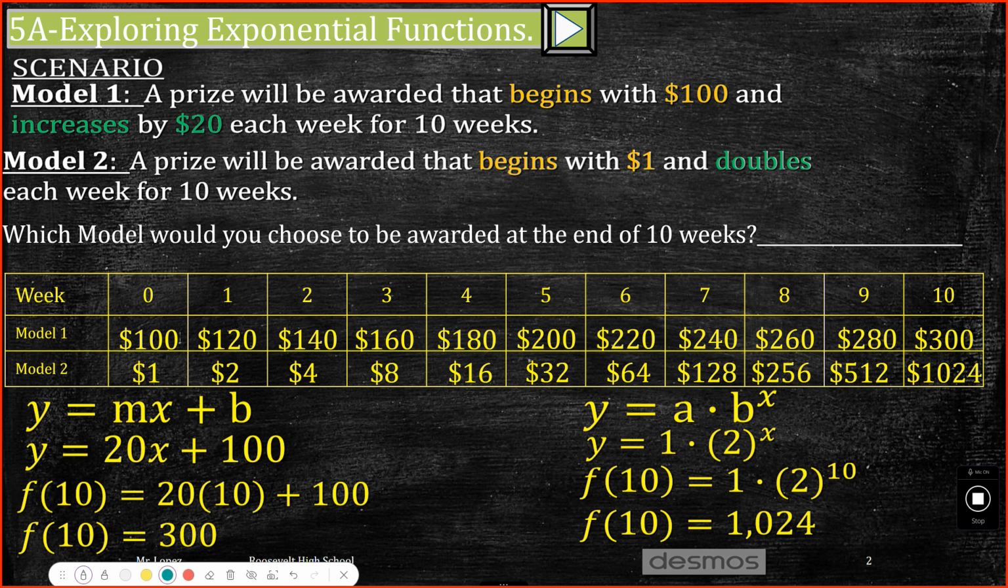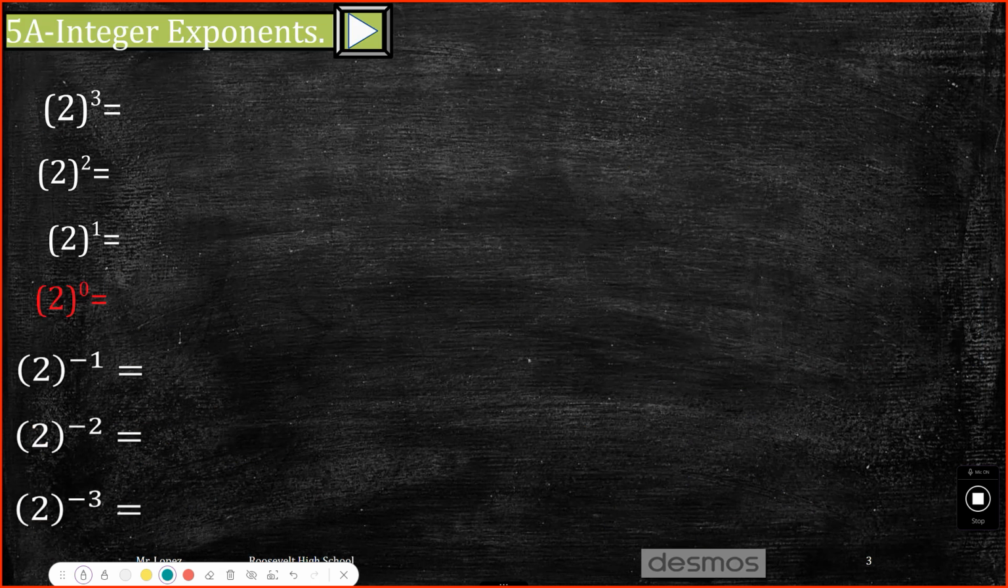Yeah, this is a review of Algebra 1 pretty much right now. We good? Write those down, those integer exponents. This is like math facts for 7th grade. What is 2 to the 3rd, 2 squared, 2 to the 1, 2 to the 0 power, 2 to the negative 1, 2 to the negative 2, 2 to the negative 3?